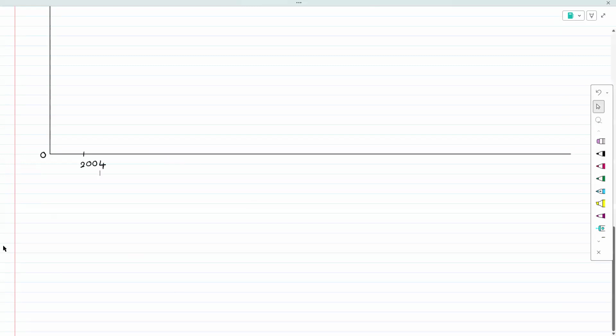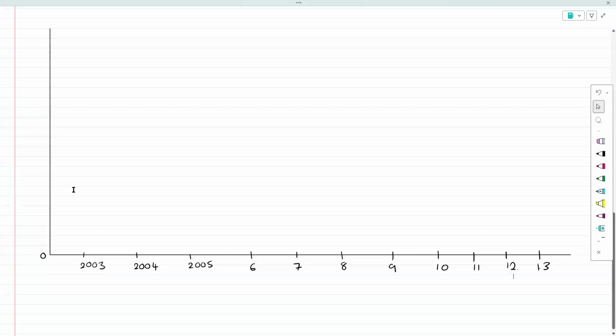Okay, let's start with 2003 just to get it about right. 2003, 2004, 2005, right? I'm going to put 6 for 2006 because I'm running out of space. 7, 8, 9, 10, 11, 12, 13, right? Now, I can see that my scale is not perfect because I'm using a graphic tablet. So it's hard to draw. I'm not naturally good at drawing, so it's difficult, but you guys can make it.